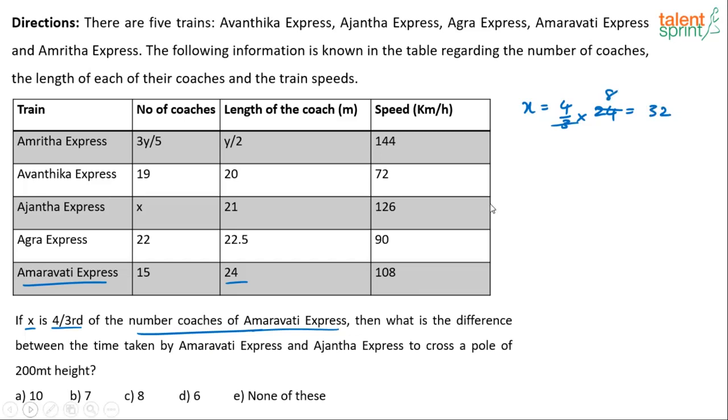Now, what is the difference between the time taken by Amravati Express and Ajanta Express to cross a pole of 200 meter height? Now, first and foremost, you understand that this 200 meter height is redundant information.